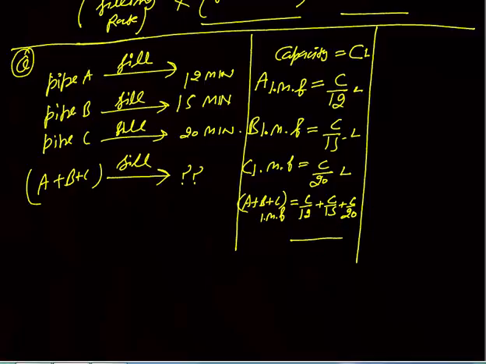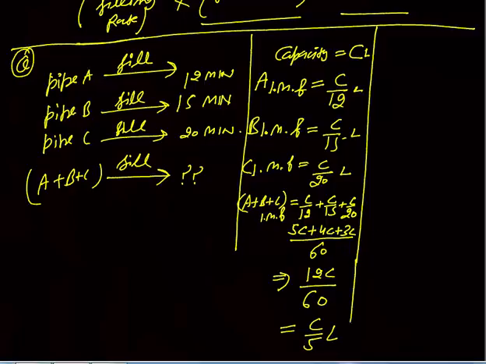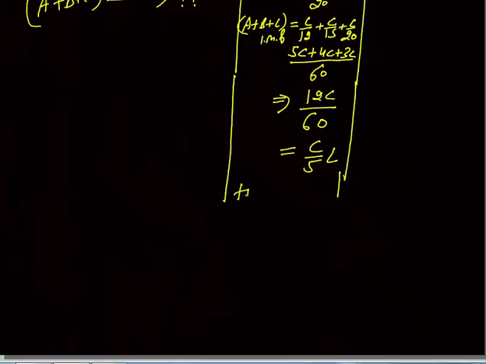Now we calculate the LCM of 15, 20 and 12. That is 60. This is 5C plus 4C plus 3C. So you are getting 12C by 60, that is C by 5 liters. So in 1 minute, all the 3 pipes are filling C by 5 liters. So the time taken by all the 3 pipes, time taken is what?